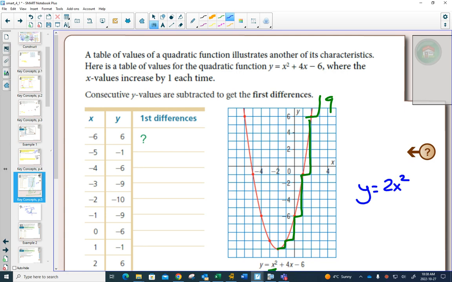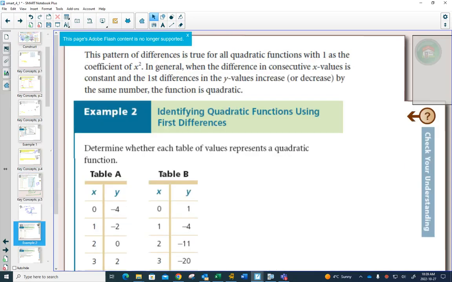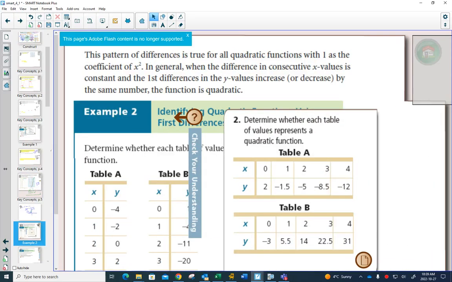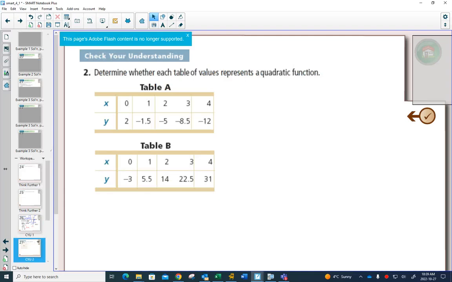And we're going to find out if there's a 2 in front, then everything gets doubled. So instead of over 1 up 1, over 1 up 3, over 1 up 5, it's over 1 up 2, over 1 up 6, over 1 up 10. They would get doubled. And if you had 3x squared, it's going to get tripled. So we're going to notice that pattern a little bit later. But for right now, we'll get to example number 2.